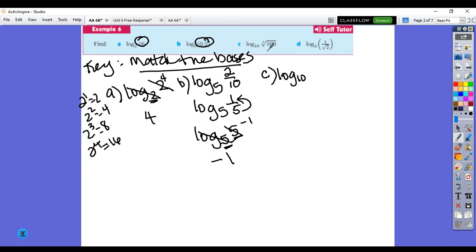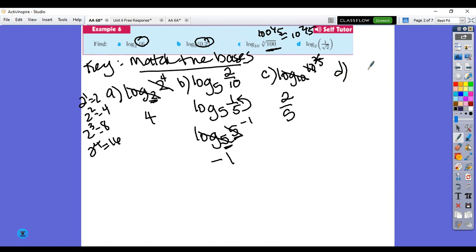Now we're just going to rewrite this number exponentially. First of all, 100 is 10 squared. Then I'm going to take the root, which I can't see, is a 5, and that goes underneath the exponent of the 2. So this is 100 to the 1/5, which is 10 to the 2/5. As soon as my base of the log matches the base exponentially, the exponent is the answer.